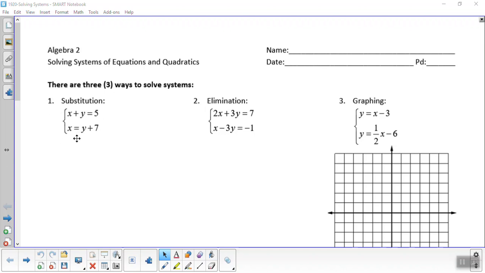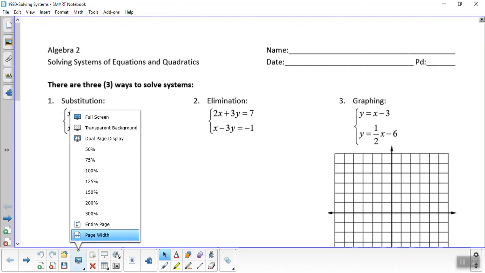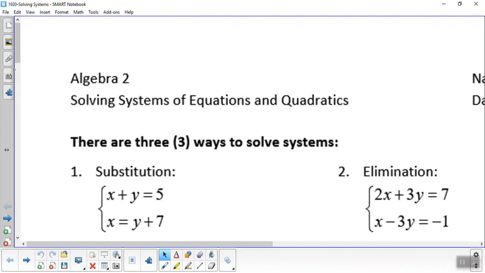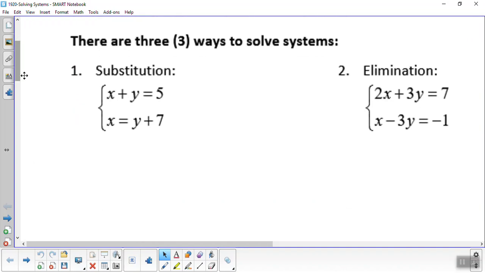So the first way we are going to review is by substitution, and I'm going to go ahead and zoom in here. The substitution method works best when we already have a variable by itself. So in this case, x is already by itself. So I'm going to put a box around what x is equal to, y plus 7. So now whatever is in this box, I'm going to substitute for x in the second equation.